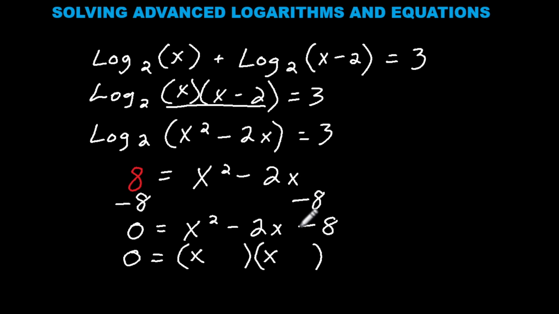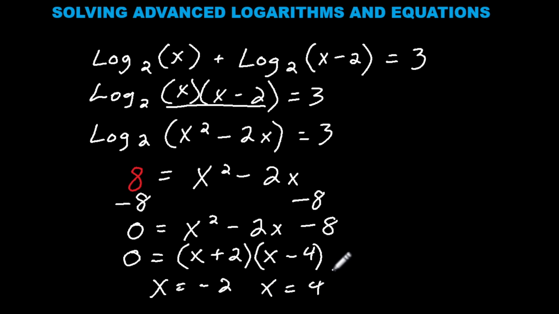So I need two numbers that are going to multiply to minus 8, and they're going to add up to minus 2. So one's going to be positive, one's going to be negative. So it's going to be 2 and 4, and the 4 is going to be bigger. So I have x plus 2 and x minus 4. Setting both of these equal to 0, I get x equals minus 2 and x equals 4.